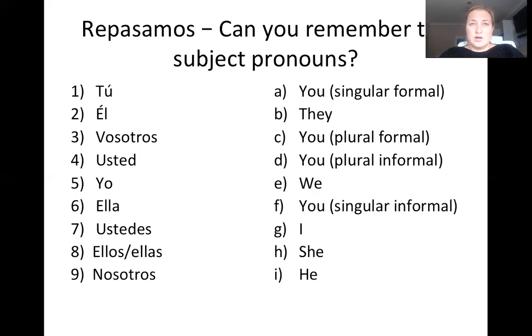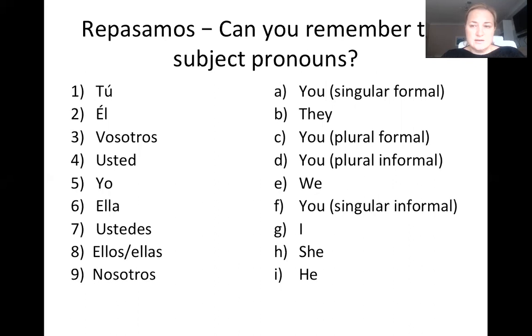So ellos for a group of males, ellas for a group of females, and if you've got a mixed group of male and female, then we use the masculine form, which is ellos, okay? And then number 9, nosotros, we're matching up with E, which is we, last one.